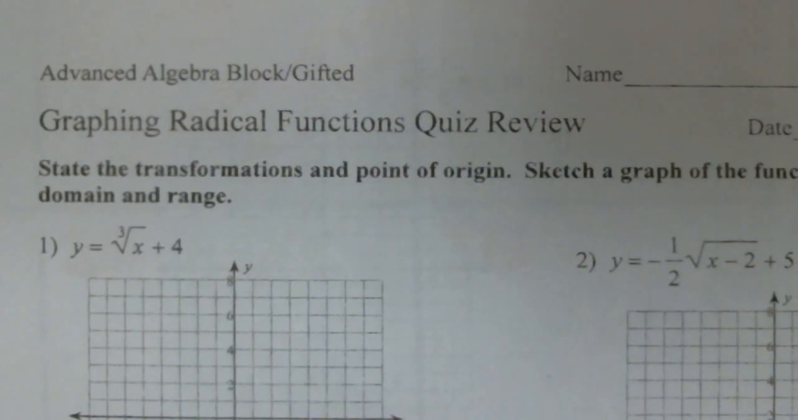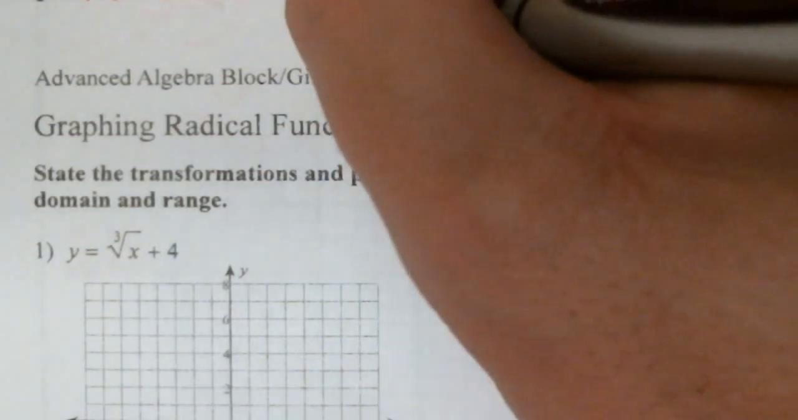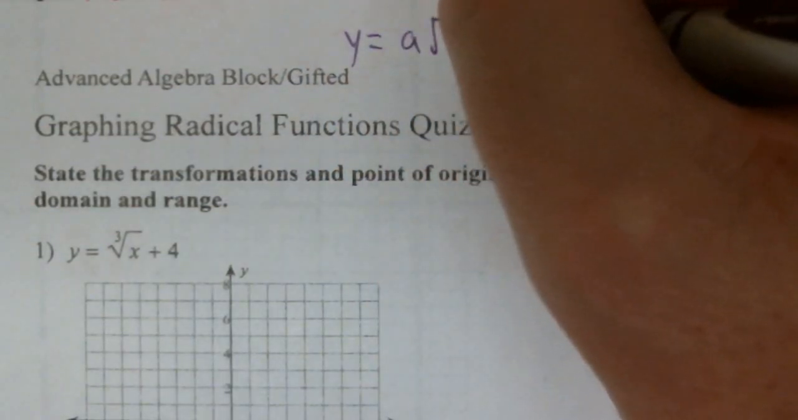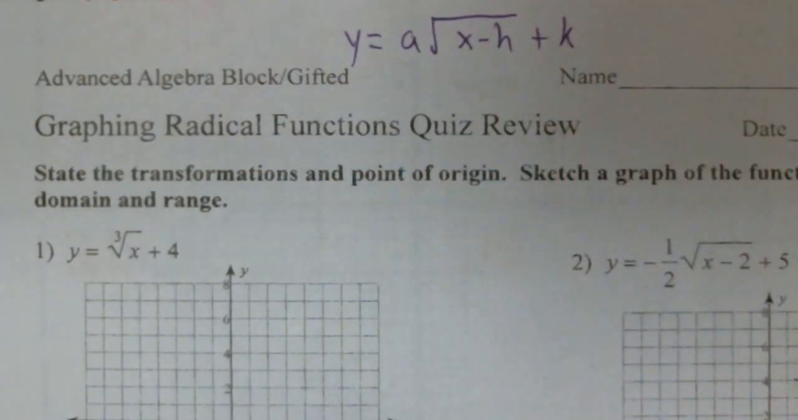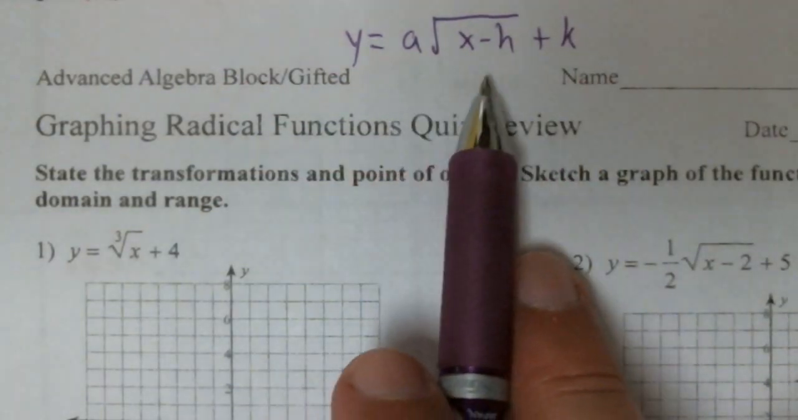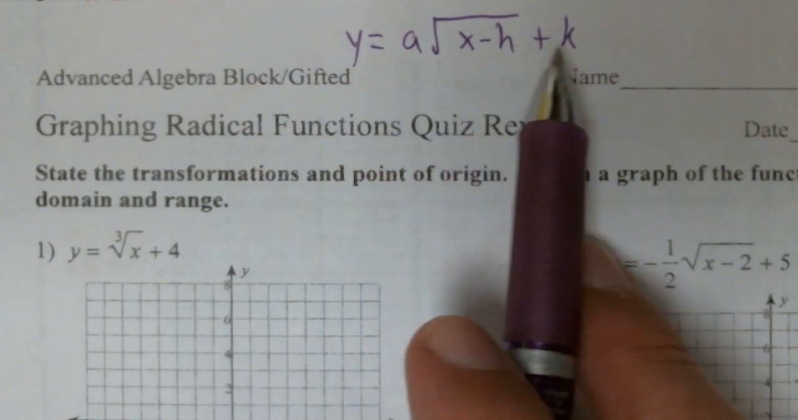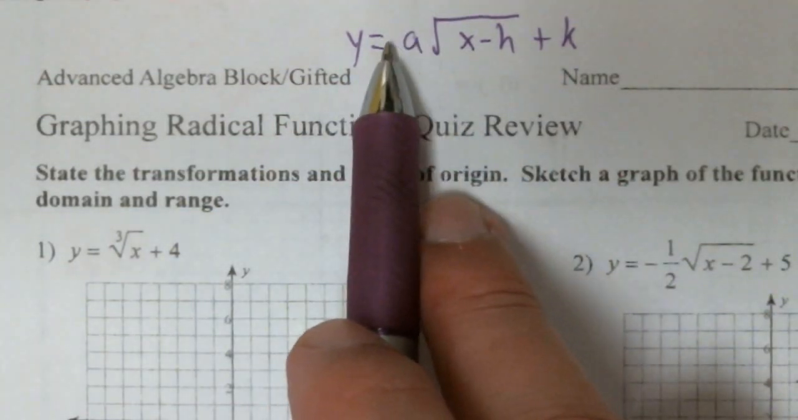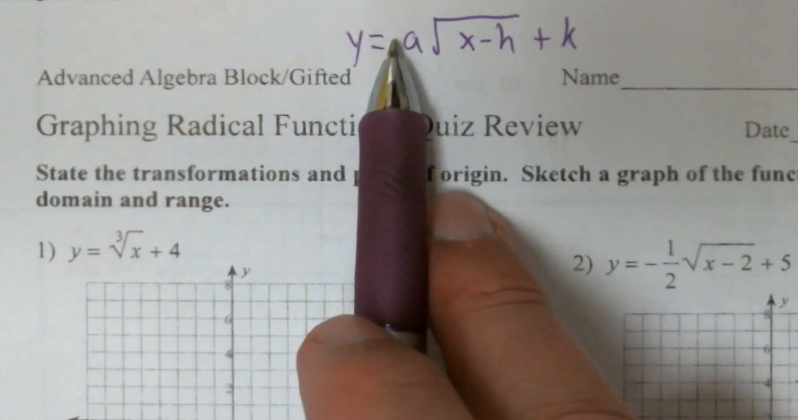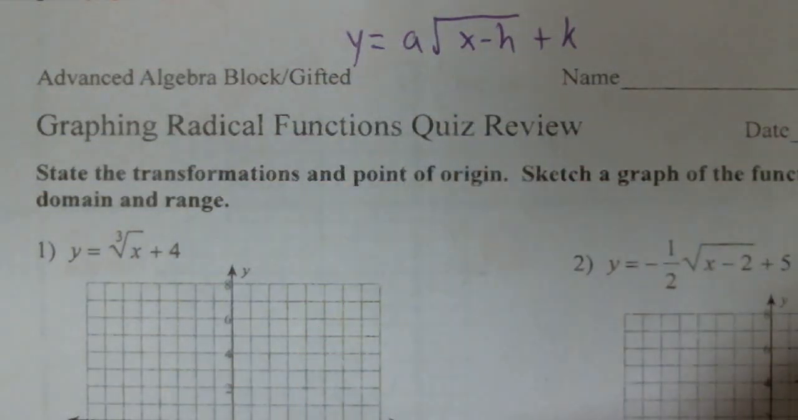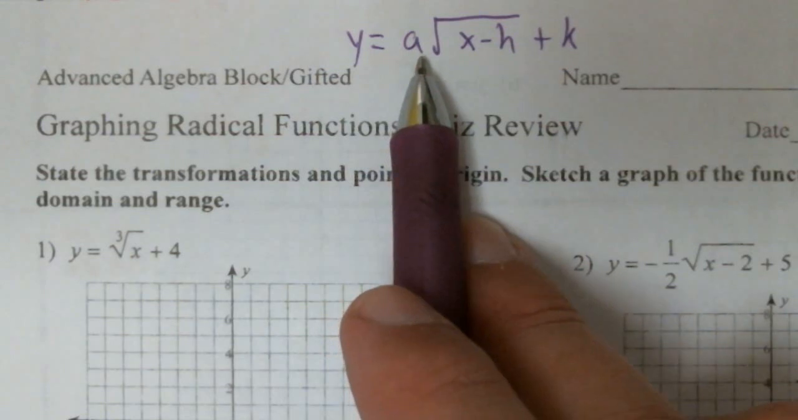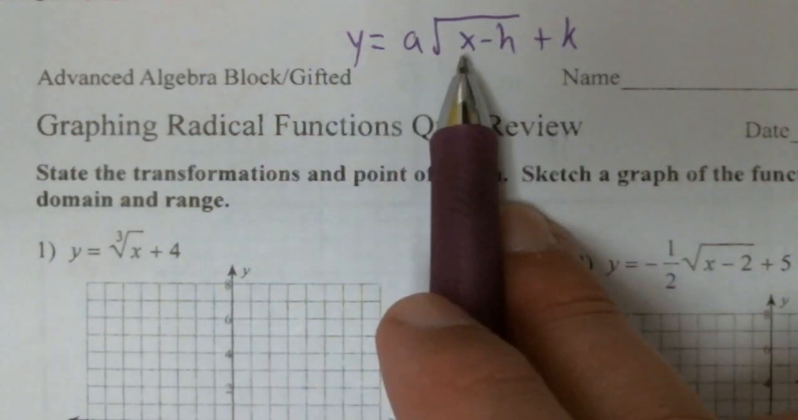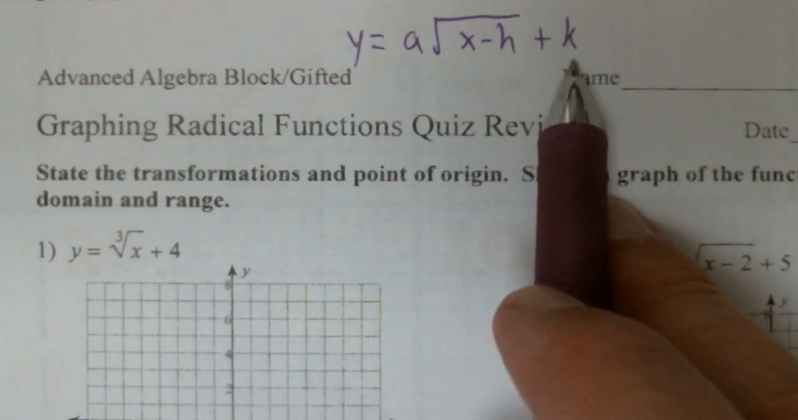Our form for a radical when we graph it is going to be y equals a square root of x minus h plus k. As we talked about in class, that looks very similar to vertex form of a quadratic. If there's a negative in front of the a value, that means you have an x-axis reflection, flipped over the x-axis. The a value is your stretch or your shrink. The h is your horizontal shift left and right, and your k is your vertical shift up and down.